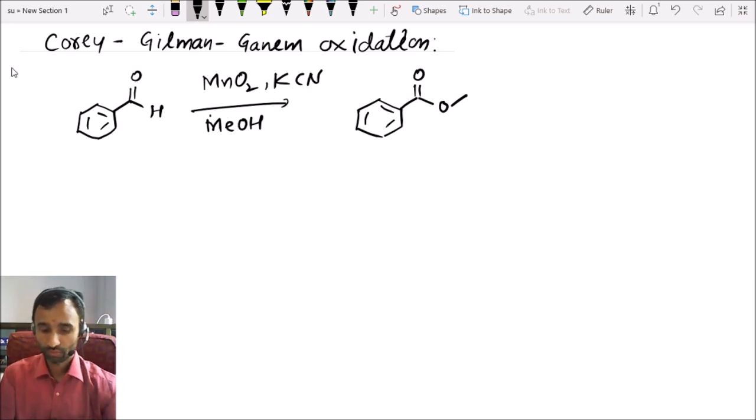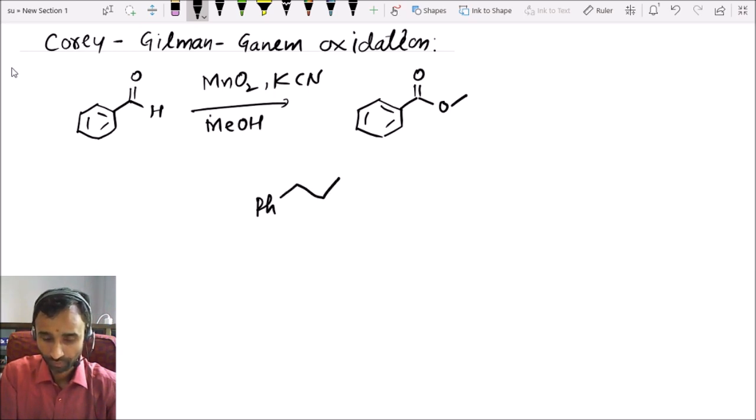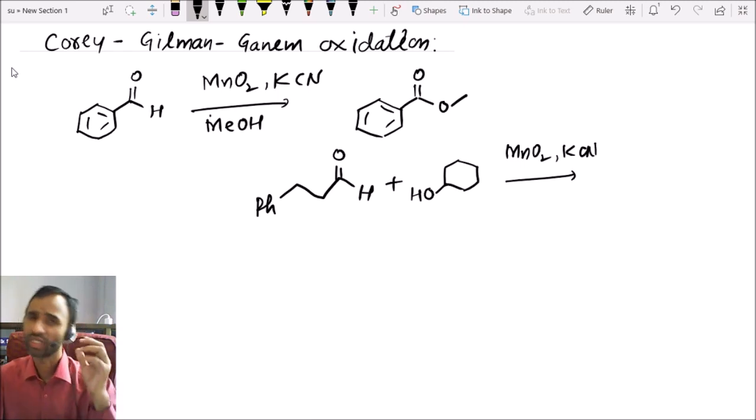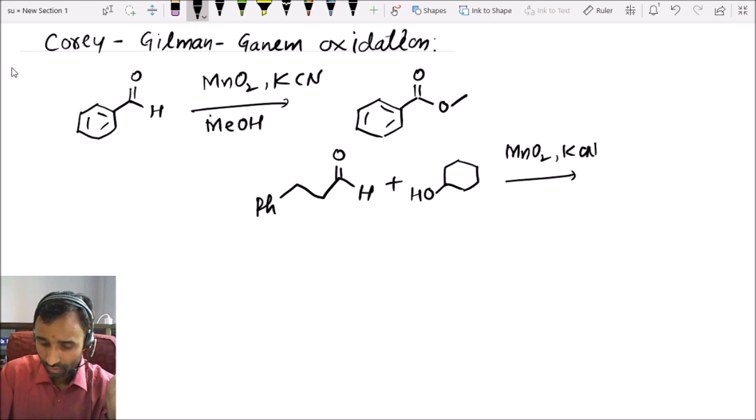Even if we have a compound like this along with cyclohexanol, with the same MnO2 KCN or some other reagent, we get PH C double bond O like this.